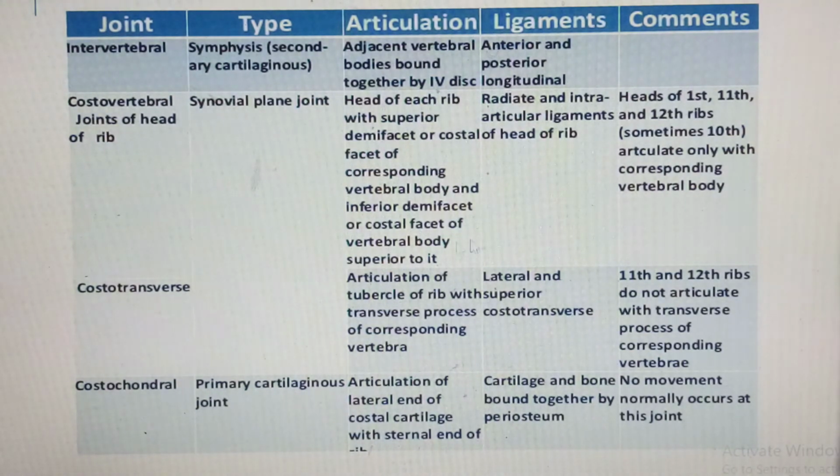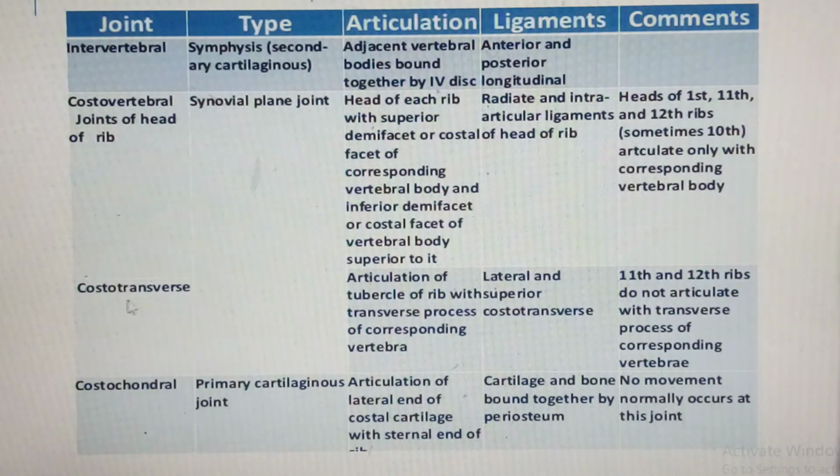But the heads of the 1st, 11th and 12th ribs, and sometimes even the 10th, articulate only with the corresponding vertebral body. So for the 1st, 11th and 12th ribs, and sometimes the 10th, they articulate with the body of the corresponding vertebra.